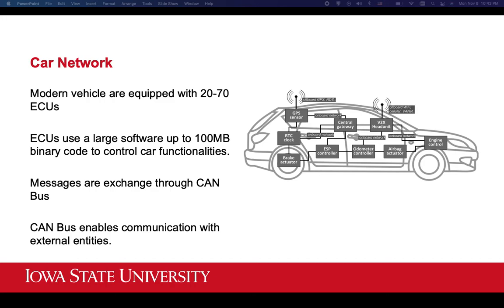Inside those ECUs, we have software of up to 100 megabytes of binary code that controls the car functionality, from speed and brakes to airbag deployment, door controls, light controls, etc. Also, those ECUs exchange messages through the CAN bus, and the CAN bus enables this communication within the vehicle and with external entities such as vehicle-to-vehicle communication and vehicle-to-infrastructure communication, like traffic lights, GPS, Bluetooth, and onboard Wi-Fi.